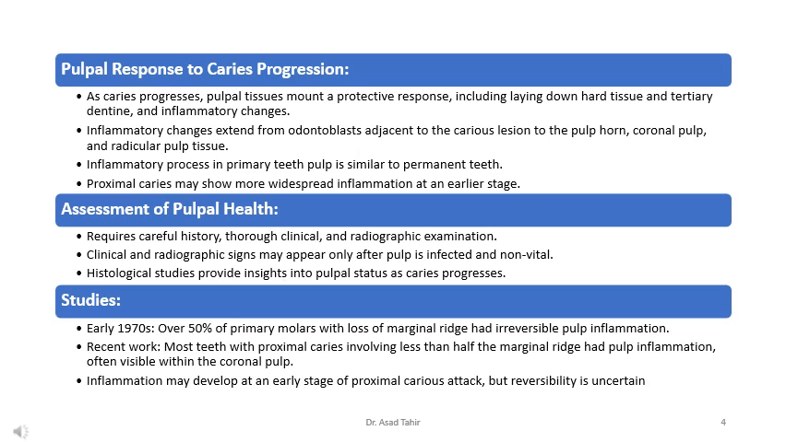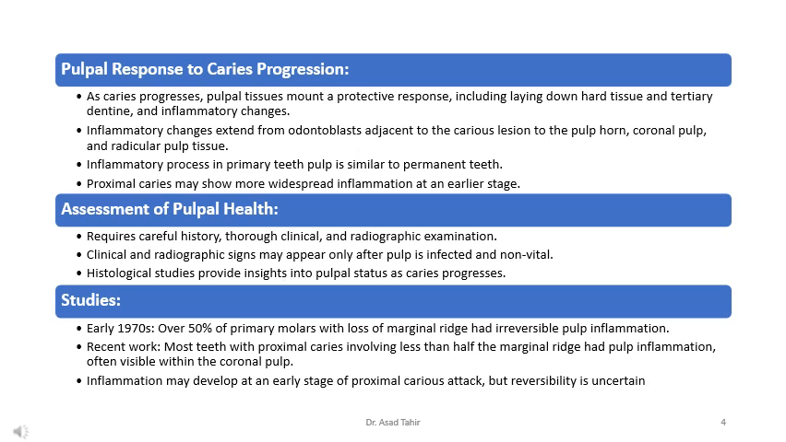Inflammatory process in primary teeth pulp is similar to permanent teeth. Proximal caries may show more widespread inflammation at an earlier stage. Assessment of pulpal health requires careful history, thorough clinical and radiographic examination. Clinical and radiographic signs may appear only after the pulp is infected and non-vital.